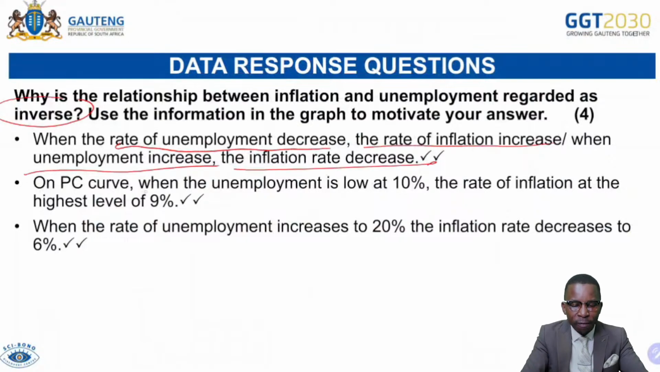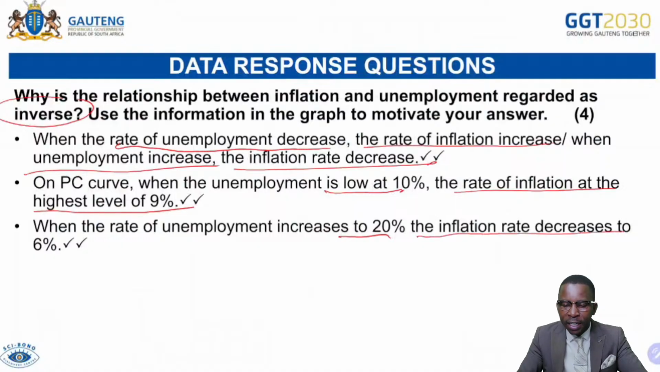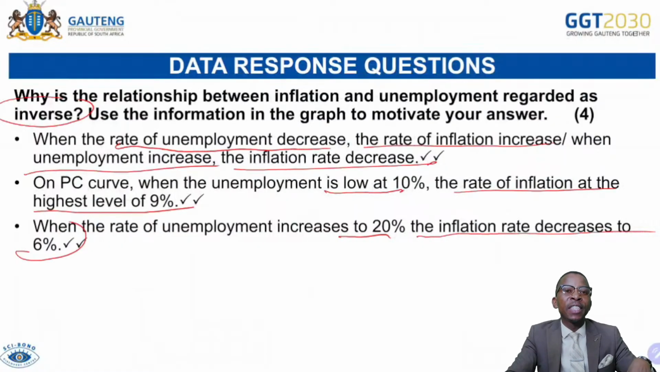So on the PC curve, or Phillips curve, when the unemployment is low at 10%, the rate of inflation is at 9% at the highest. And then when the rate of unemployment increases to 20%, the inflation rate decreases to 6%. So that's how you explain it if they say using the graph. It is not just an open question. It's open but focusing on the graph.